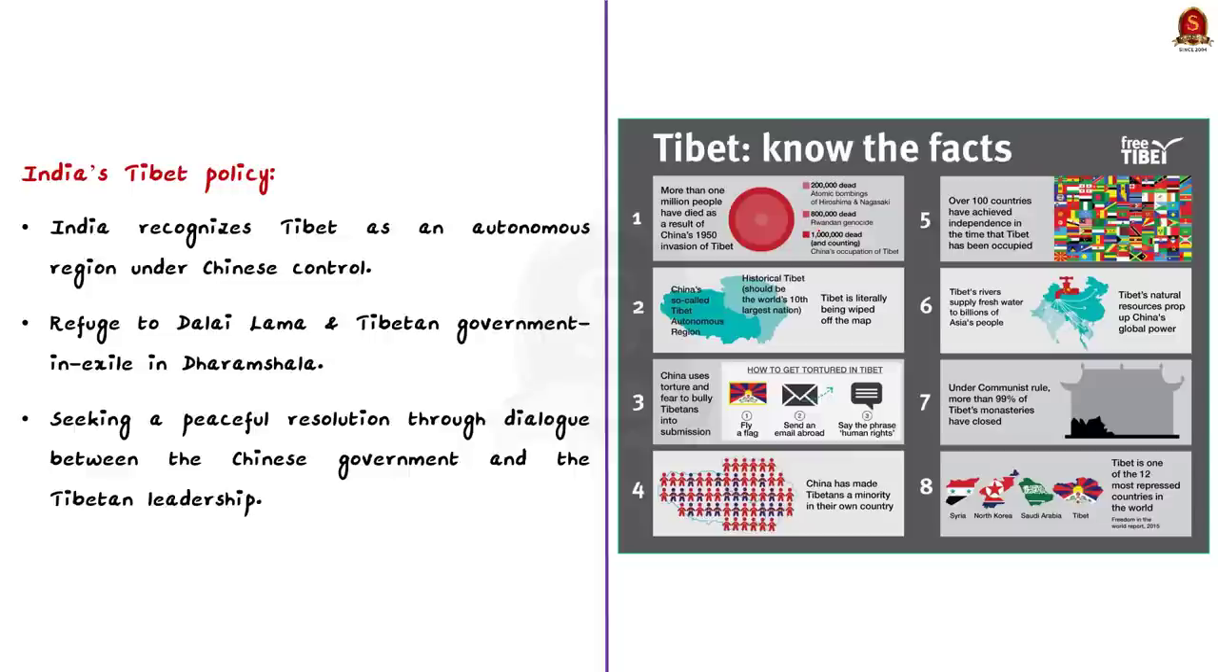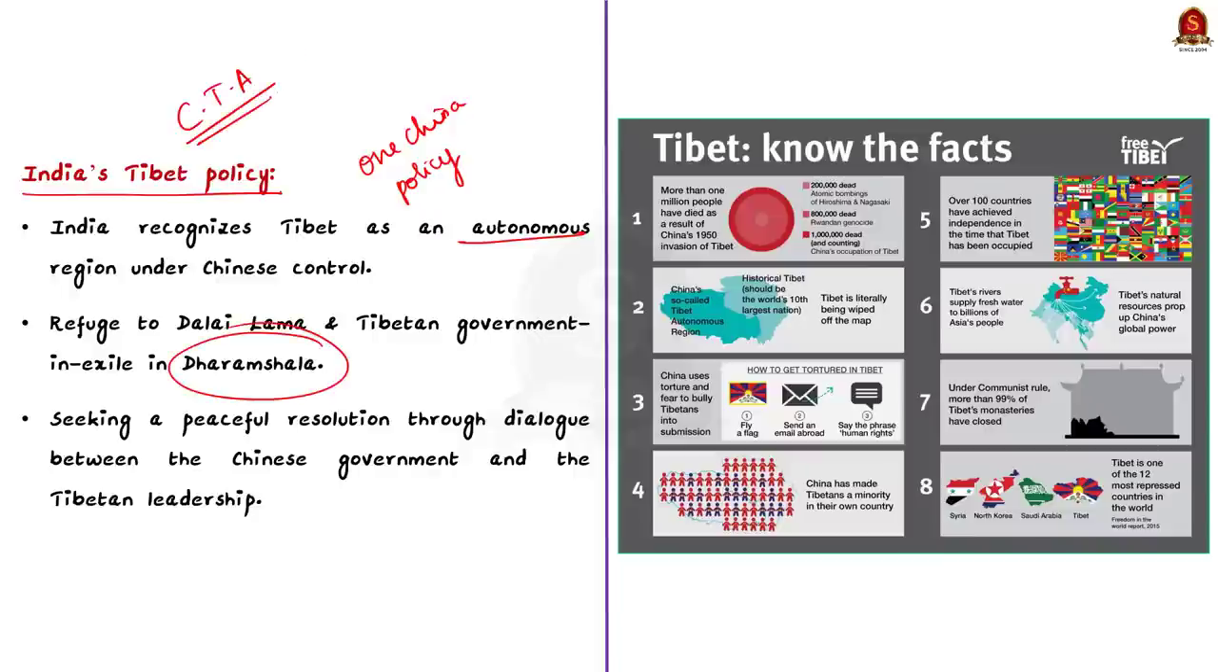So with this information, now let us see about India's Tibet policy. India officially recognizes Tibet as an autonomous region of China, and India also approves the One China policy of China. This means that India does not support Tibetan independence or challenge China's sovereignty over Tibet. The Central Tibetan Administration, also known as the Tibetan Government in Exile, was established in Dharamshala by Dalai Lama. It represents the Tibetan diaspora and advocates for Tibetan rights.